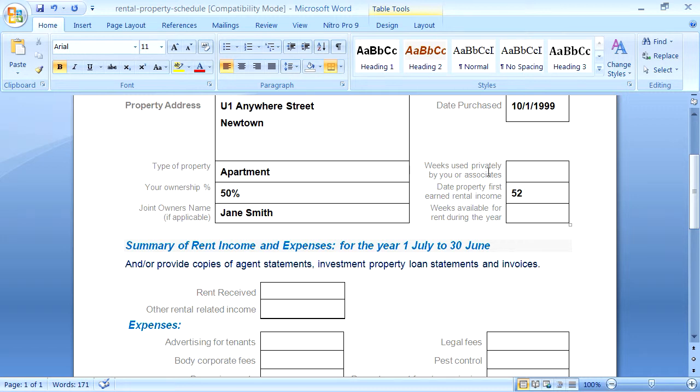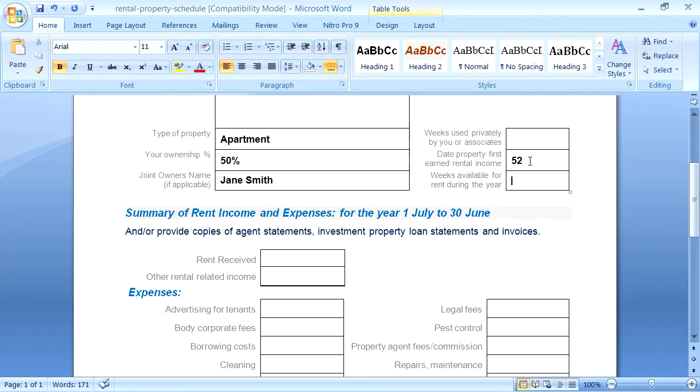If you have a holiday home and you use it privately, and some of the time it's advertised, say through Airbnb or through an agent that manages holiday rentals, then you need to account for the weeks that you were there yourself. So in this case, we've just elected to say that the property was rented out for the entire year.